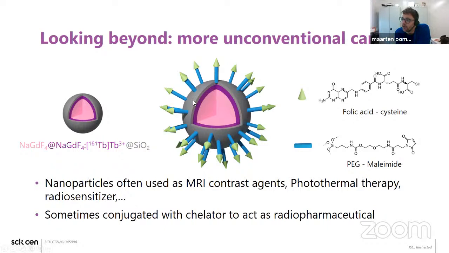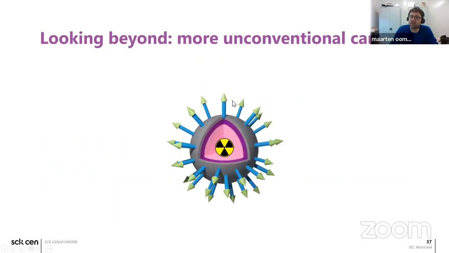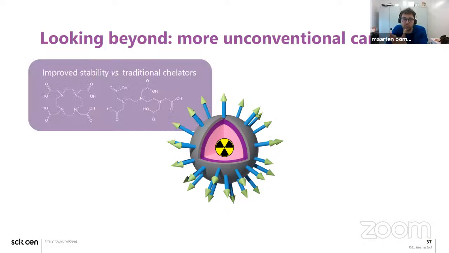And so these nanoparticles are quite often used, and they have been used in radiopharmaceuticals as well, but often they then use a chelator connected to some of the outer shell, and then we can conjugate terbium to it. What we now wanted to do is, instead of having your chelator there, and you have the risk of losing your radionuclide from the chelator, we actually wanted to make the nanoparticle itself radioactive. So that would in theory have improved stability versus traditional chelators.